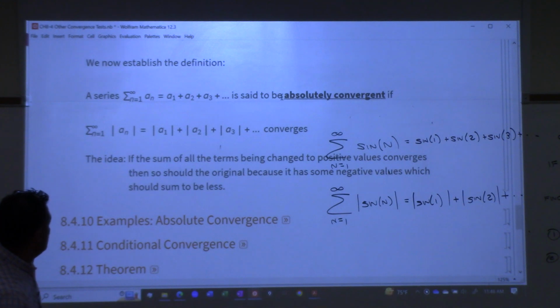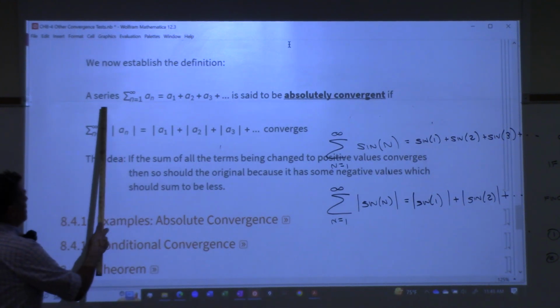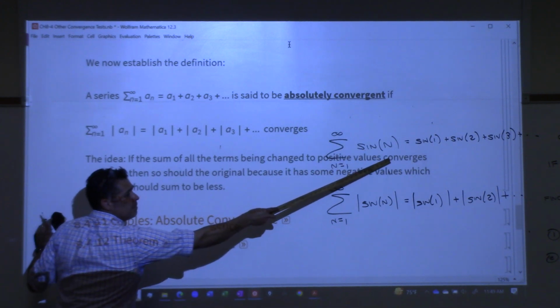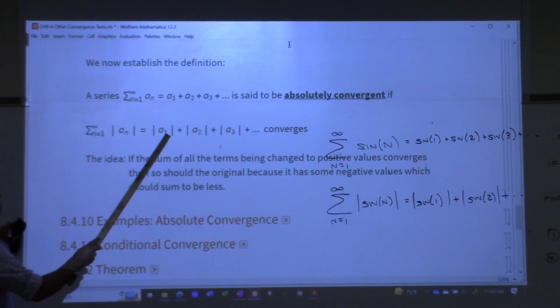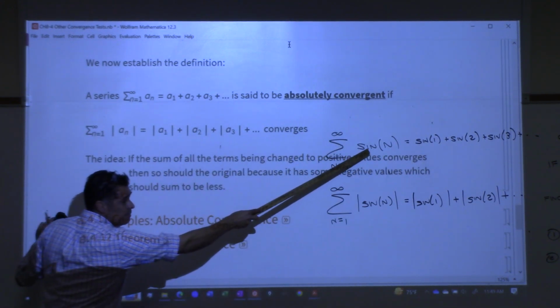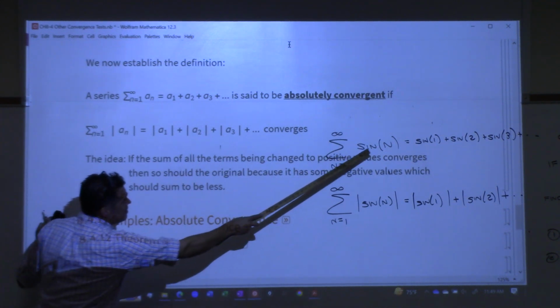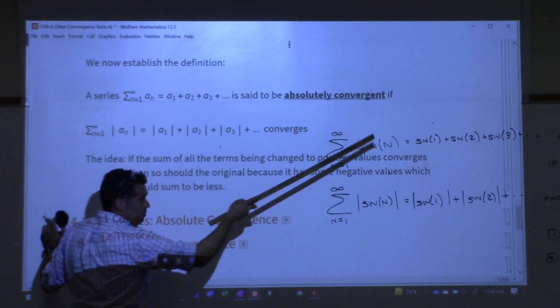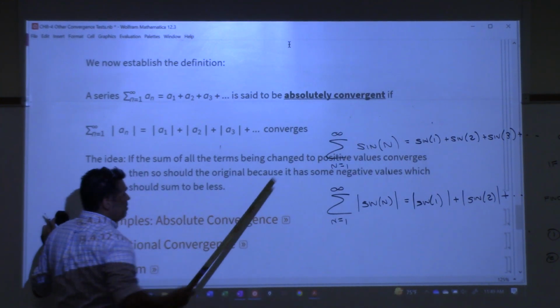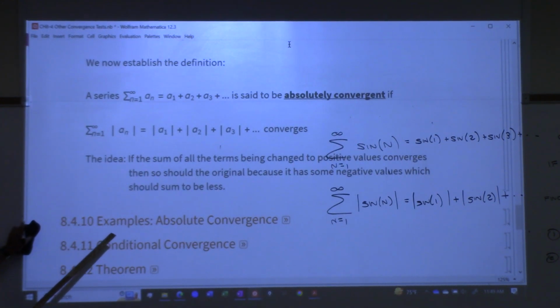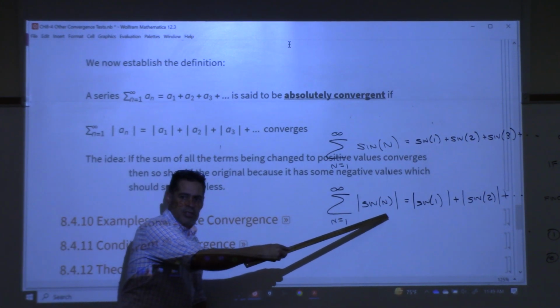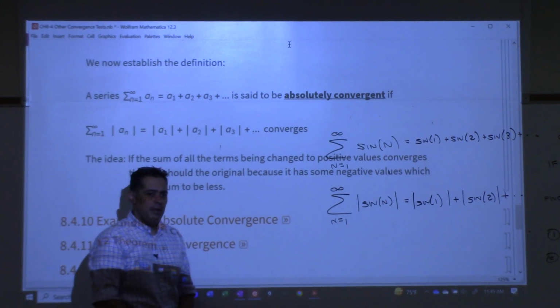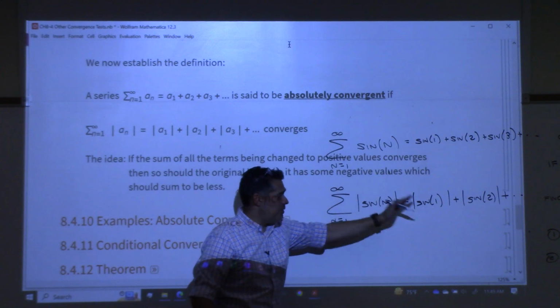Now we establish a definition. If somebody gives me a series, we will say that that series is absolutely convergent if this series is convergent. So this is absolutely convergent if this is convergent.